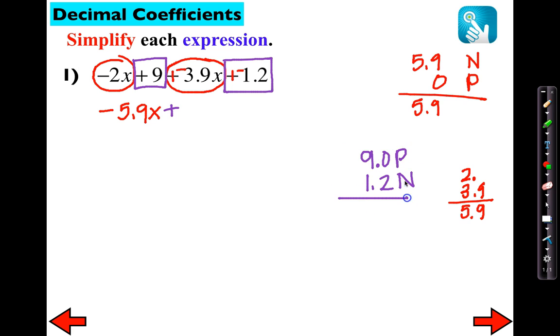Well, I'm going to have to find the difference between those two numbers. I'm going to get 10 minus 2 is 8. 8 minus 1 is 7. So we're going to get 7.8. So guess what? That's all there is to it.